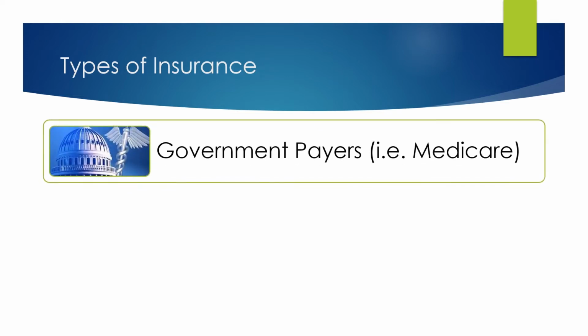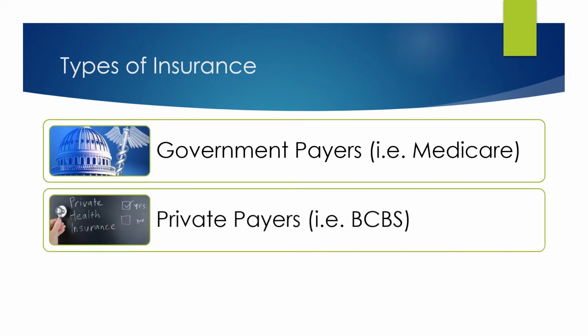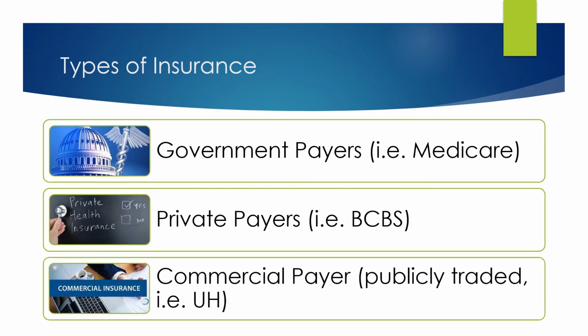All right, let's go to the first slide. So first, there are typically 3 different types of insurance. Government payers like Medicare, TRICARE, Medicaid, private payers like Blue Cross Blue Shield, and commercial insurance like publicly traded companies such as United or Aetna. It's important to understand each of these to some degree because there are slight differences in the claims process between the different types of payers.